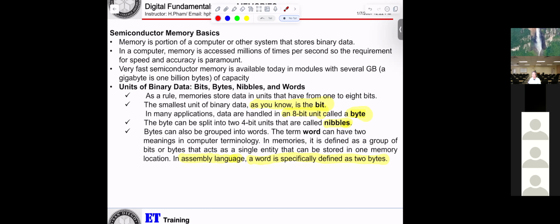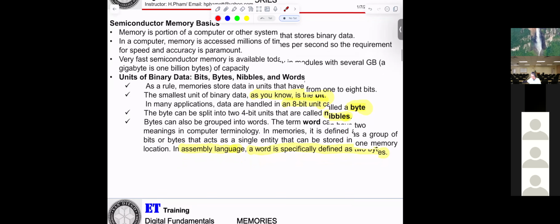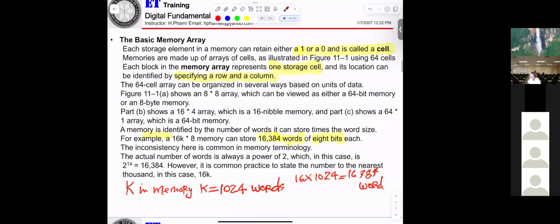Basically, this is very, very basic, and you have to keep reading over and over in order to understand what a word is. A word is specially defined as 2 bytes. Basic memory array: each stored element in memory can retain either 1 or 0 and is called a cell.